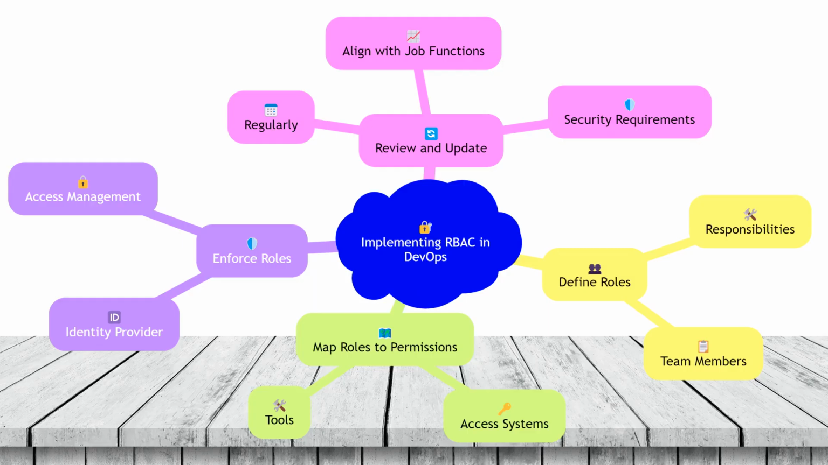To implement RBAC in a DevOps environment, start by defining roles and responsibilities within your team. Next, map these roles to the necessary permissions for accessing various systems and tools. Use your identity provider or access management system to enforce these roles and permissions. Regularly review and update roles to ensure they align with current job functions and security requirements.